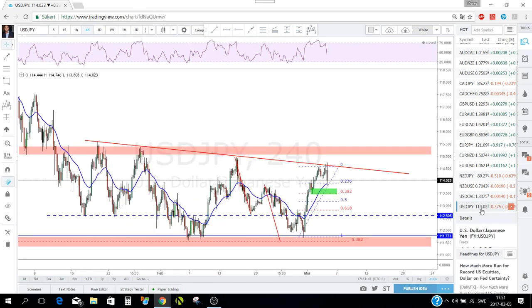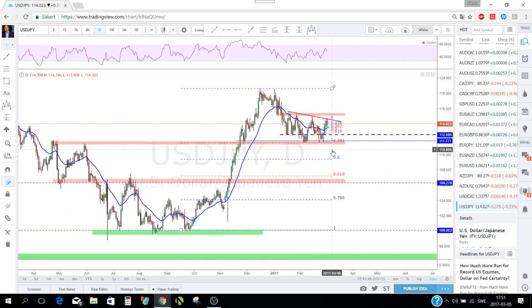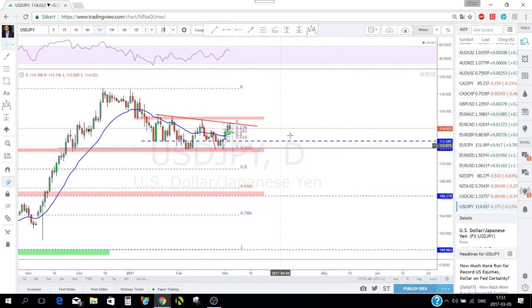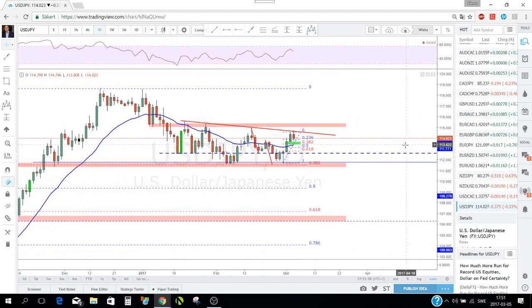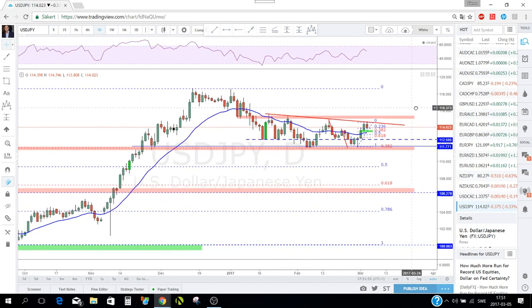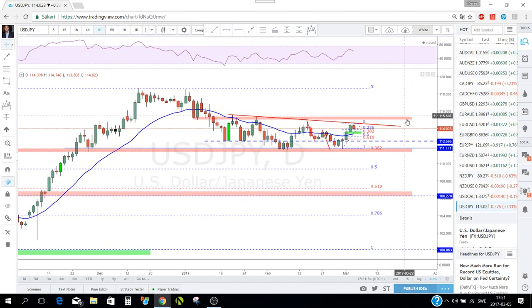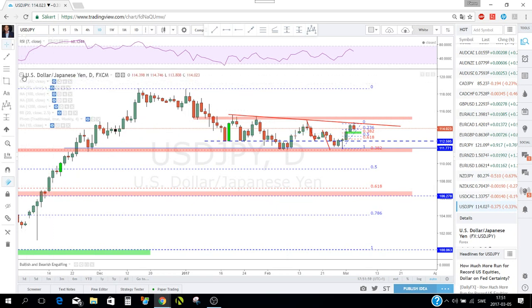And the last pair on the list is USDJPY. It's a little bit of a cluttered chart, but when we go down to the lower time frame, you're going to see why. If we look at the daily, we are still trading in this range, and price found resistance when it hit this trend line. One, two, three, four touches now on this trend line.